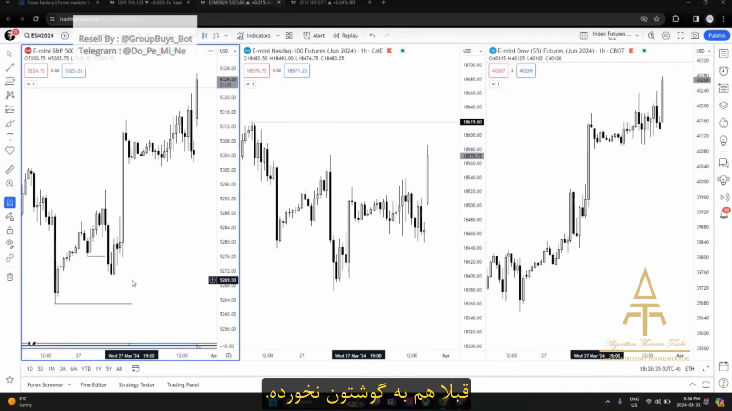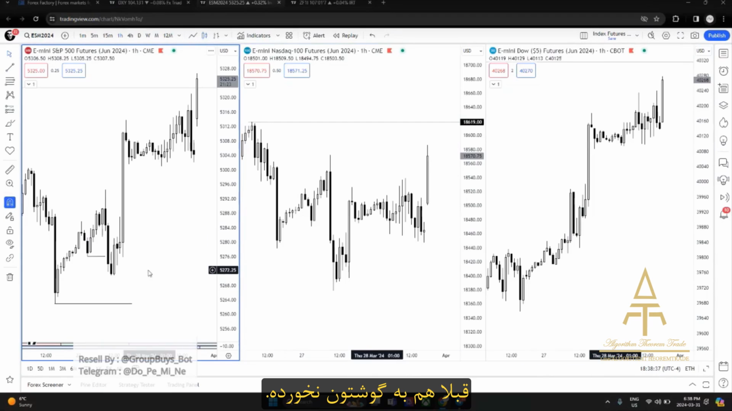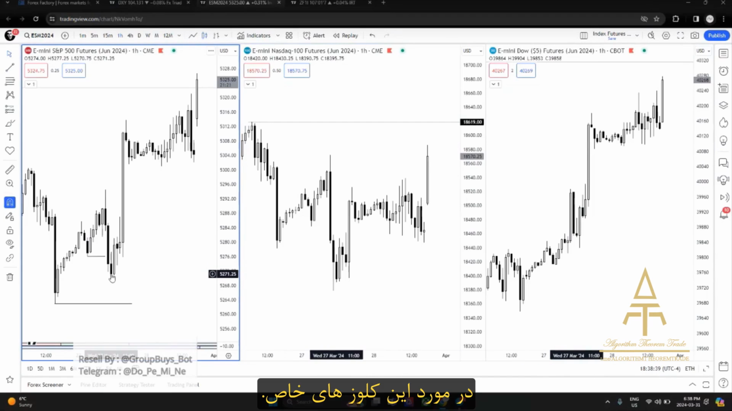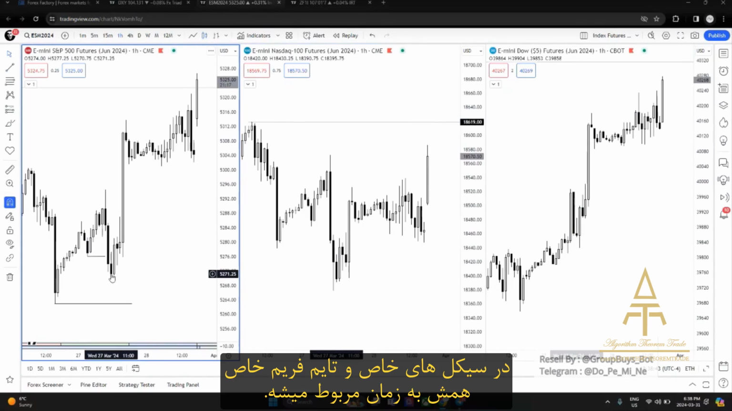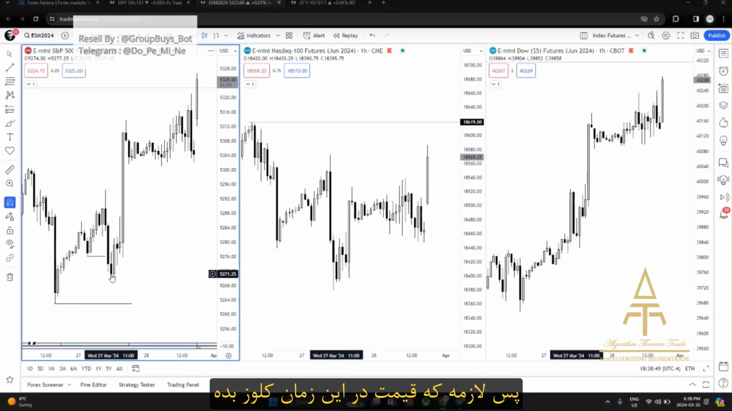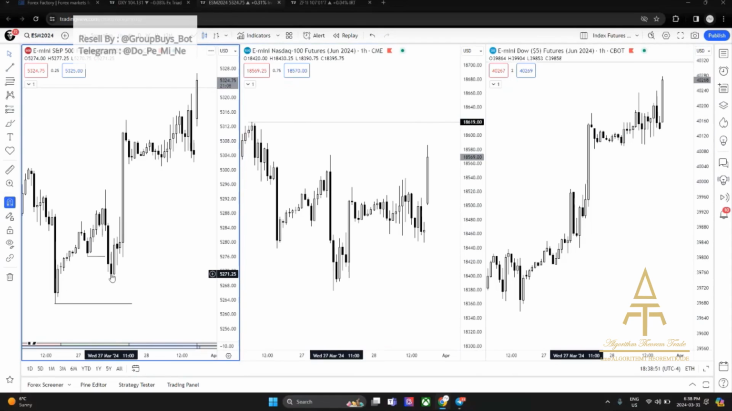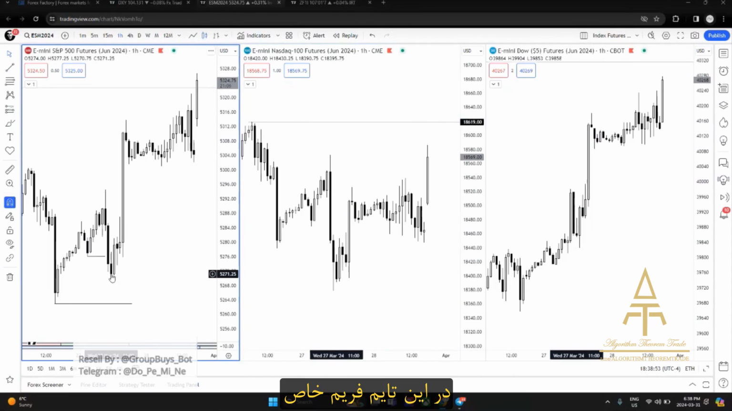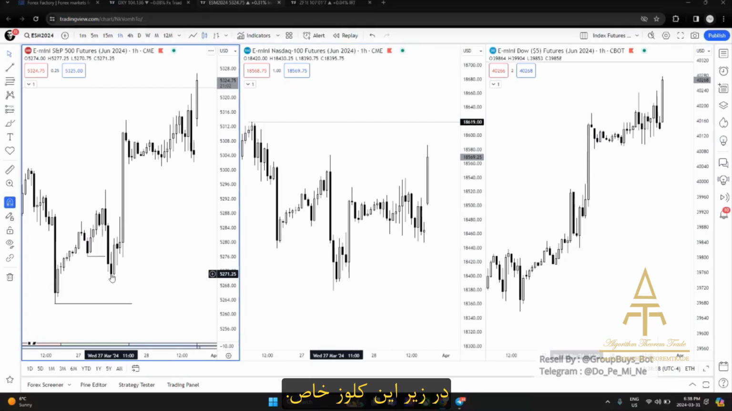And no one ever heard about this before, right? Specific closures, specific time frames during specific cycles. It's all the time. So okay, we need price to close here at this time on this specific time frame below this specific close.